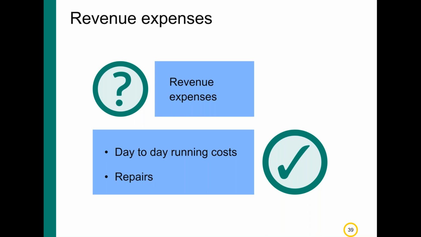Revenue expenses are allowable expenses. You can take these from your property income to work out your profit or loss. However, they must meet the wholly and exclusively rule.